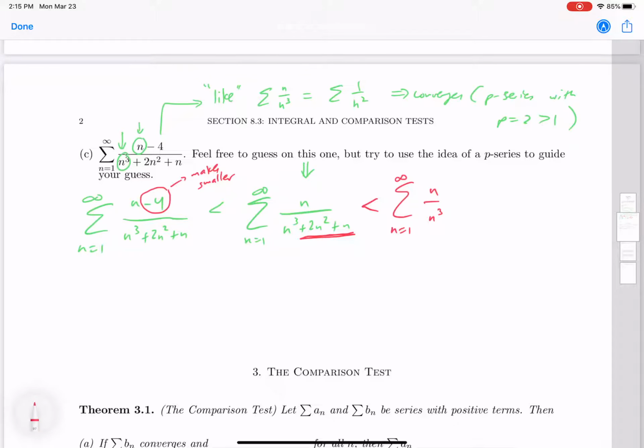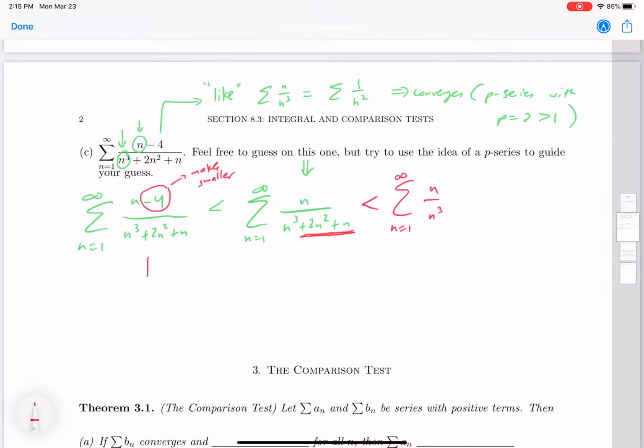So, just to think about this, suppose I plugged in n equals 1. Here I would be getting negative 3 over 1 plus 2 plus 1, which is 4. And here I would be getting 1 over 1. 1 over 1 is definitely bigger than negative 3 over 4, because I've increased the numerator by 4 and I've made the denominator smaller.